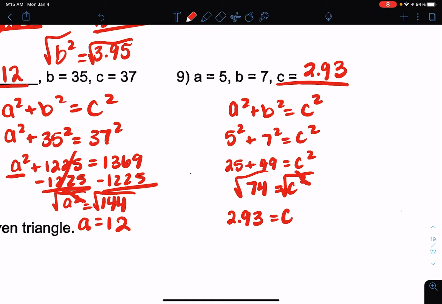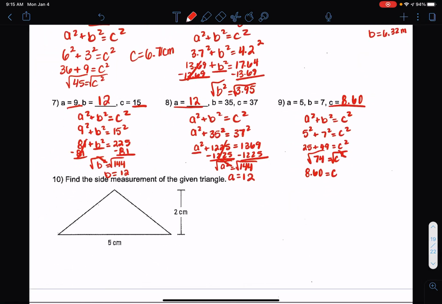All right. Any questions? Well, you can't ask me any questions because you are not here. And also, this is not correct. Sorry about that, guys. So the square root of 74 is actually 8.6. Okay, there we go. That makes a lot more sense. All right, let's go ahead and move on.